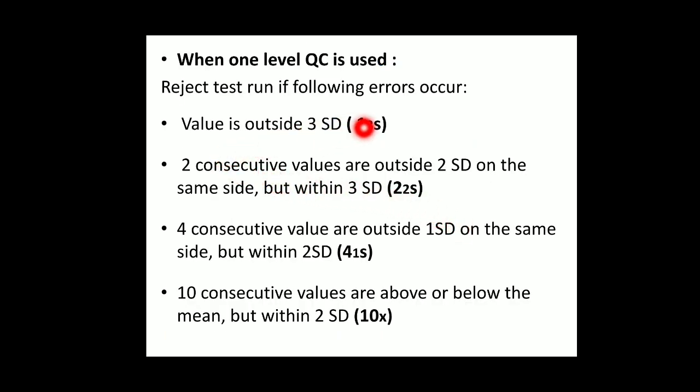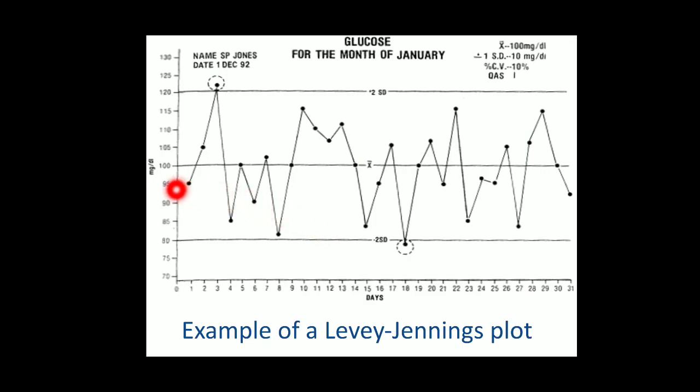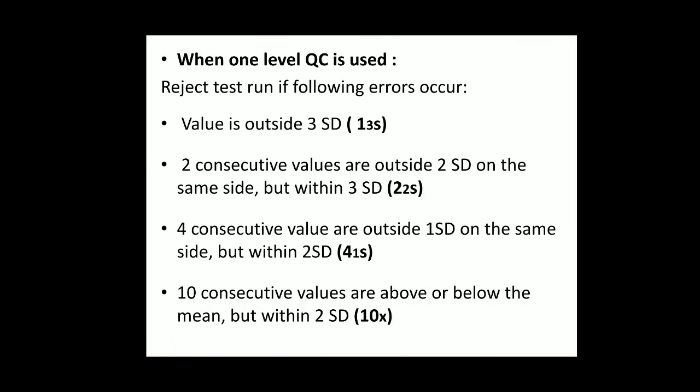First, value is outside 3SD. See here I showed you, 100, this is 2SD. If it is giving 140, 130, it is 3SD. So if the QC is giving 3SD, we are directly rejecting that. We are not going to release the patient report. So that is the 1 3S rule. One day if it is going above 3SD, we should reject the test.